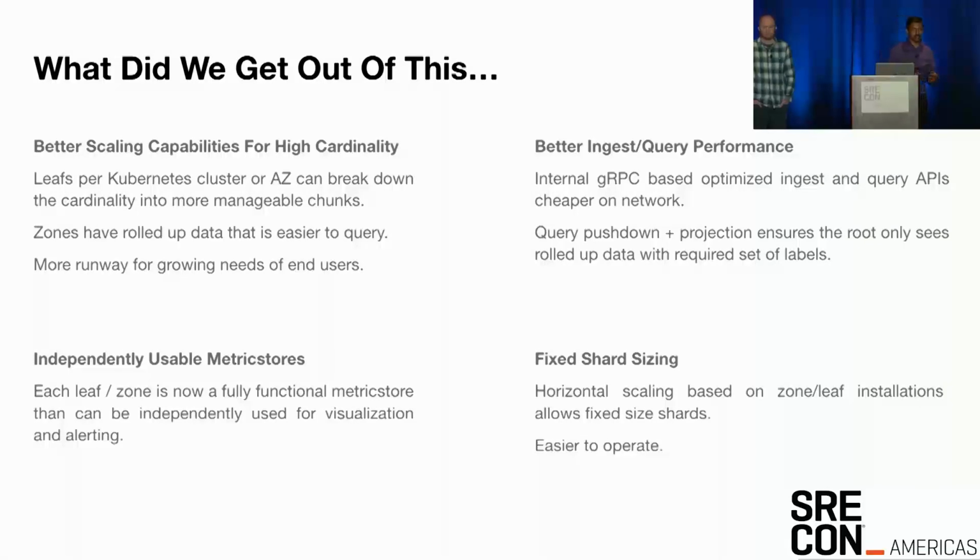And because we are able to scale horizontally through the use of leaves, we no longer need to manage different TSDB clusters with different configurations based on how much cardinality a given tenant is intending to send us. So now we have fixed size TSDB shards, and it's a lot easier for us to operate at this point in time.